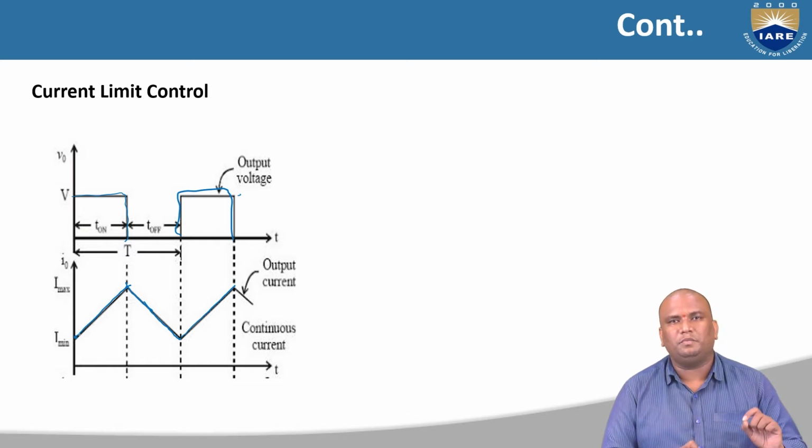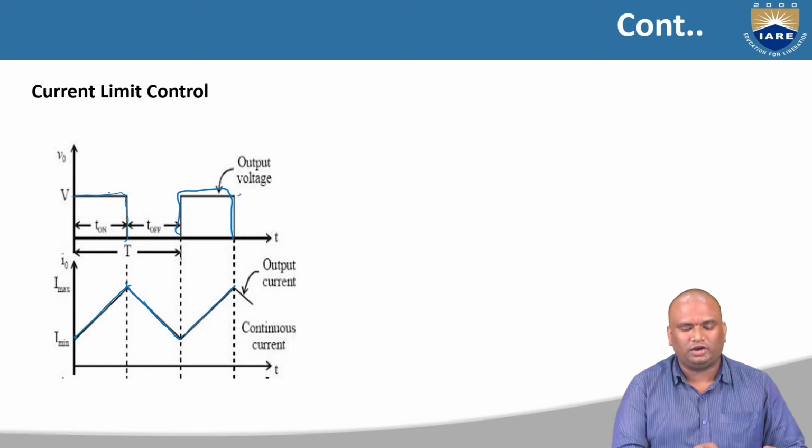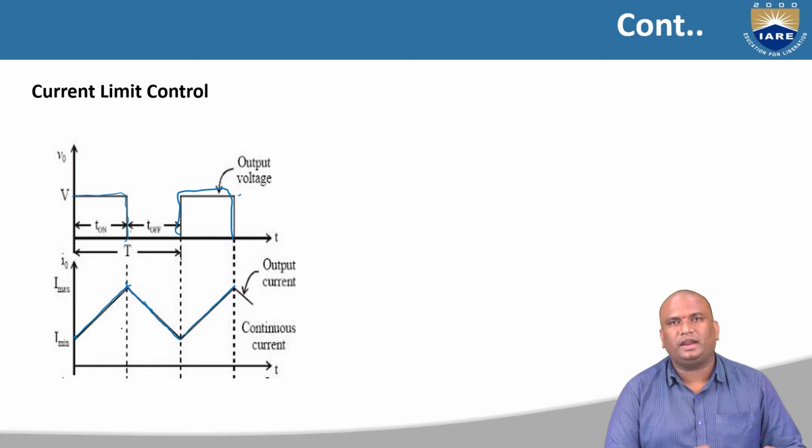Once the current reaches the minimum value, the chopper is turned on. Once the chopper is on, we get the output voltage. And once the current reaches the maximum, the chopper is immediately turned off. Once the chopper is off, the output voltage is 0. This is the way we control the chopper circuit by keeping the minimum and maximum currents into consideration.